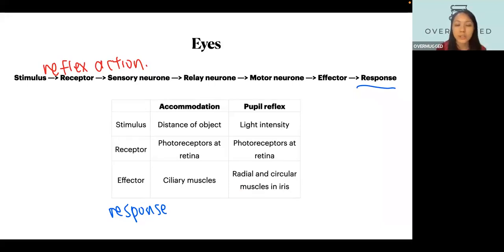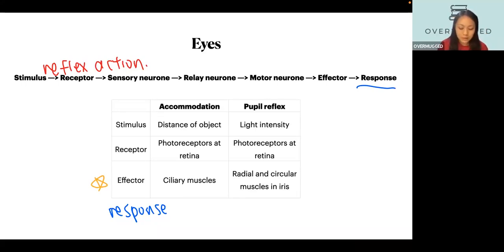So if the question asks you what the effector is, or when you are calling out the effector in your essay questions or maybe 3-4 mark questions, make sure to refer to the radial and circular muscles in the iris. I guess the effector is my biggest point, because I realized that sometimes it's not clear to students. Stimulus and receptor should be fine. I think students usually get this part right.